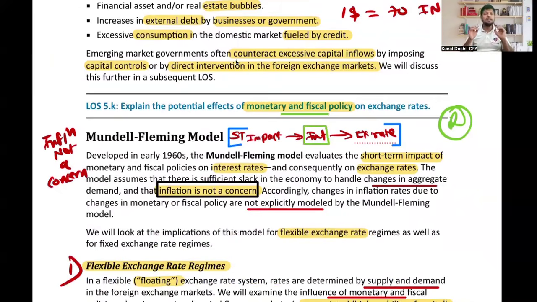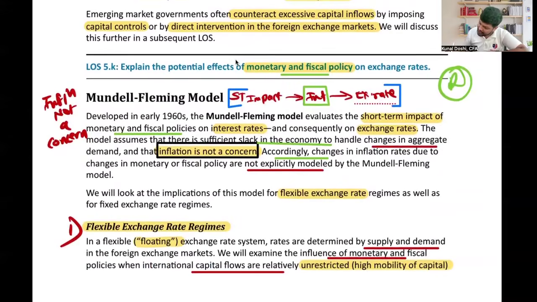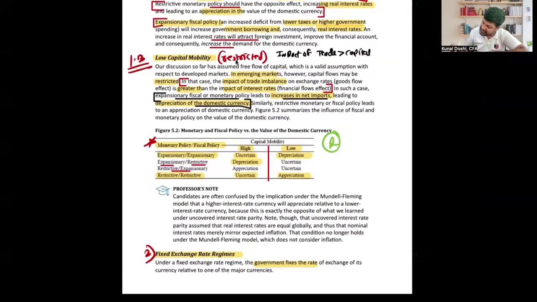Now, Mundell-Fleming said the short-term impact of monetary and fiscal policy on interest rates or exchange rates assumes that there is sufficient slack in the economy to handle changes in aggregate demand and that inflation is not a concern. It means they don't blame inflation for the exchange rate. They rather say that inflation is independent. The currency exchange impact is independent of inflation and you should not be concerned about that. Understood, everyone? That is the Mundell-Fleming approach. Under this, we discussed the flexible or floating exchange rate system and the fixed exchange rate regime.